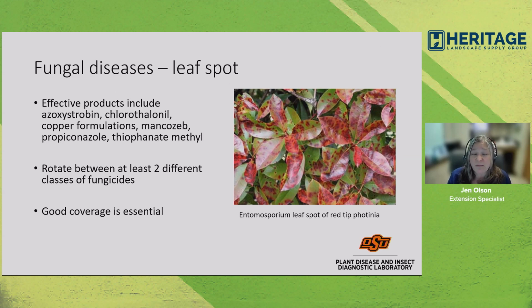I always encourage people, if you're going to make more than one application, say you've got a long rainy spring, to try to rotate between two different classes or types of fungicides. And good coverage is important, especially if you're using a contact or preventative fungicide. Some of them are systemic, and you don't need quite as good coverage, but just keep in mind that if the plant is growing really quickly and leaves are expanding, you may need another application in a few weeks, especially if you have a rainy spring or cooler temperatures.